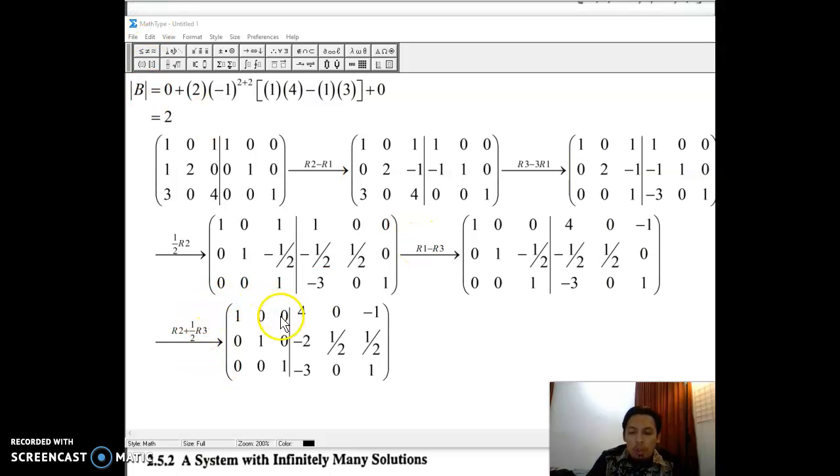We have already changed all of this left hand side into the identity, and as a result, the original identity matrix on our right hand side has been changed into the inverse matrix for B. Alright, so that's it. Thank you.